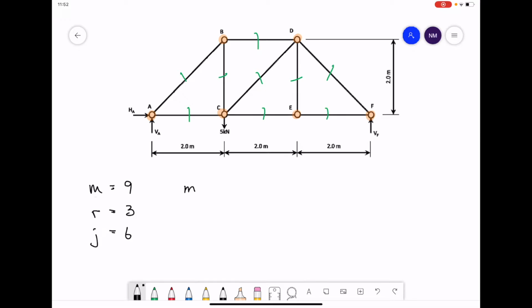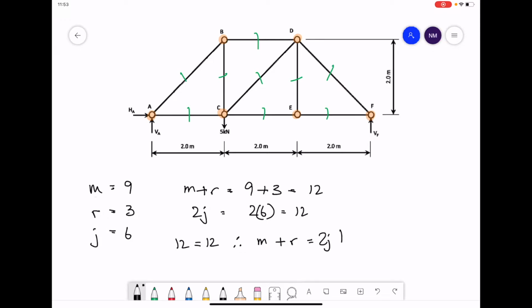Then M plus R is 9 plus 3, which gives you 12. 2J is 2 times 6, and it also gives you 12. 12 equals 12, therefore M plus R equals 2J, hence the structure is statically determinate.